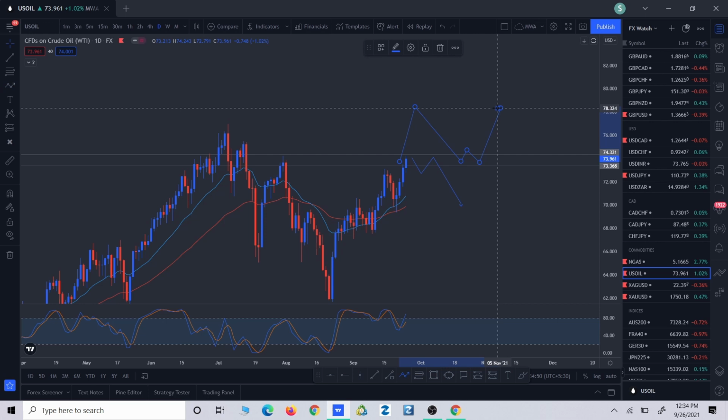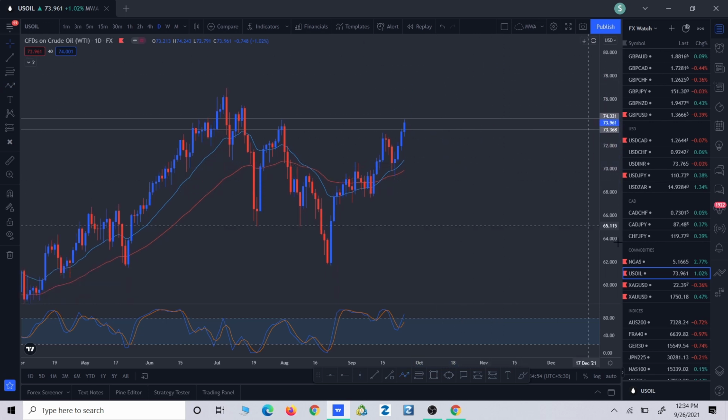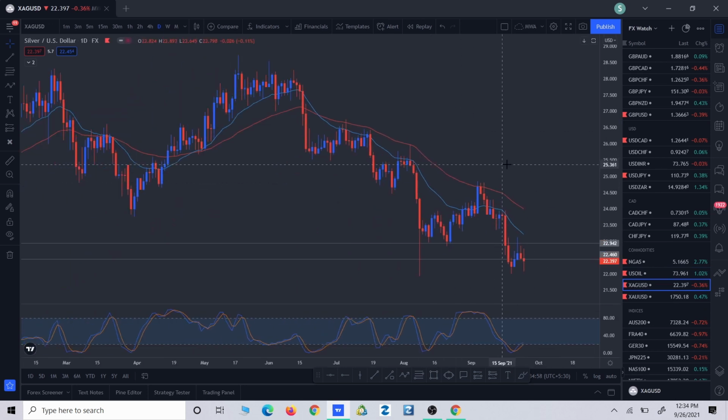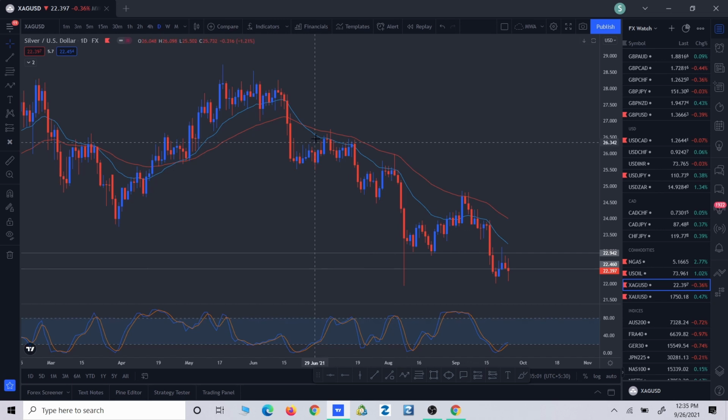So this is going to be the possible scenario that we can focus on, US oil. Next, we are going to talk about US silver.